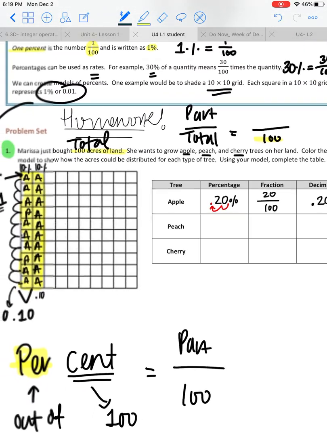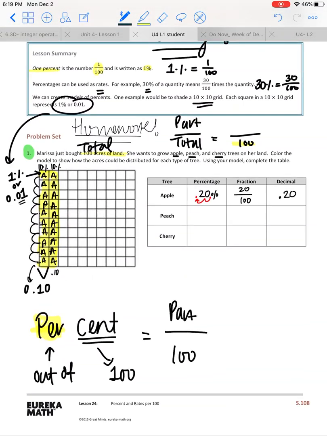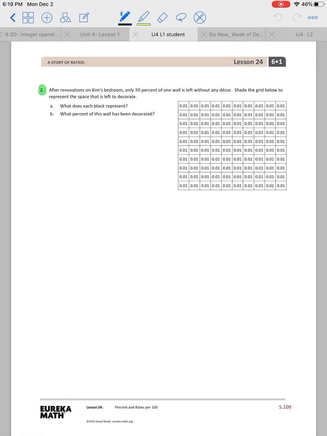So here we go. What I want you to do is finish this up. You don't have to do 20%. I actually recommend that you do your own. So distribute it in your own way, as long as the total is always equal to 100%, you are okay. Let's take a look at the next one.